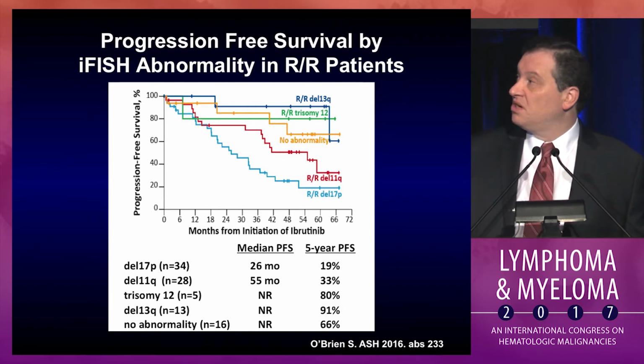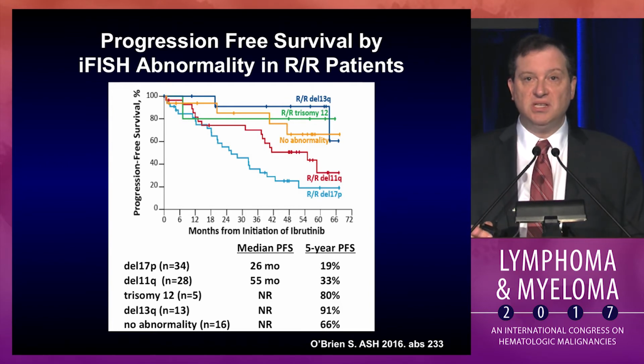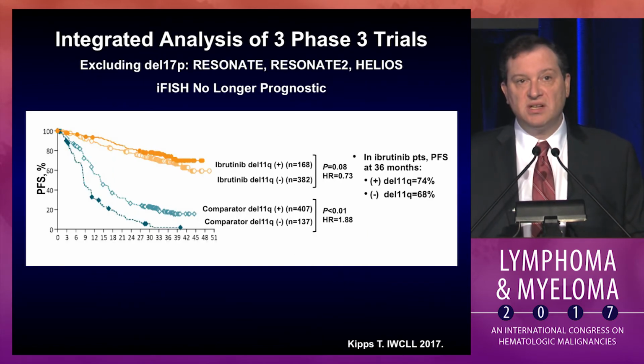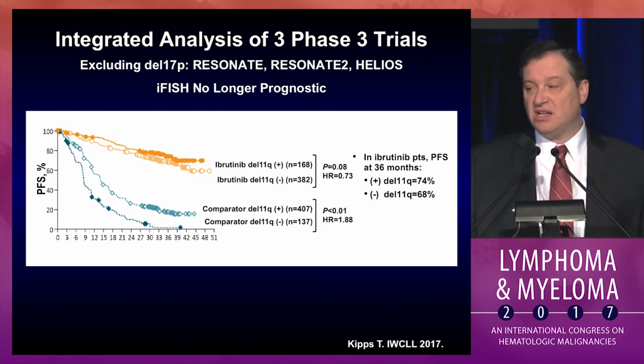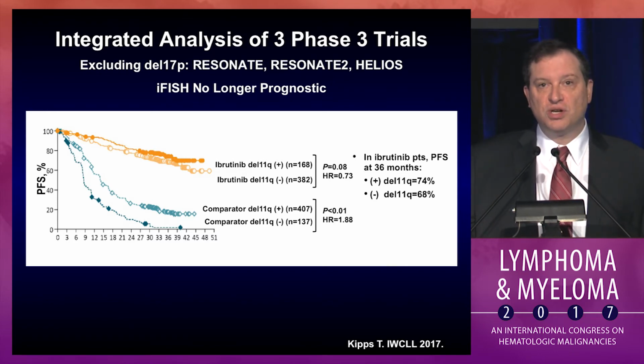And that's really what becomes very important. But one of the things that we're now being confronted with, and this is one of the important take-home messages, is when you look at more recent data, and these are data from Tom Kipps, looking at an integrated analysis of 3 different phase 3 trials, so HELIOS, RESONATE, and RESONATE-2, you can really see that interphase FISH is no longer prognostic.